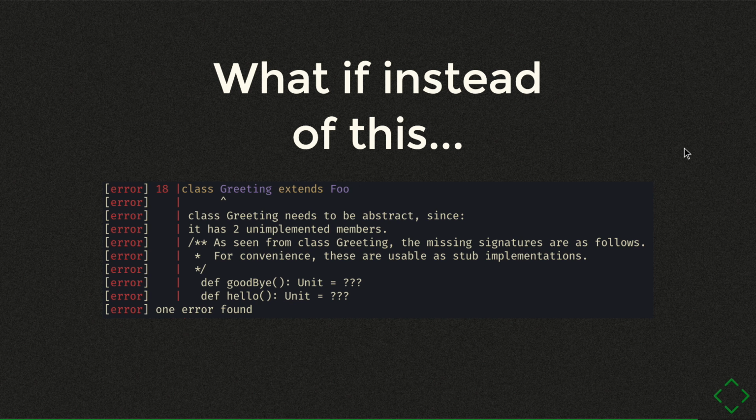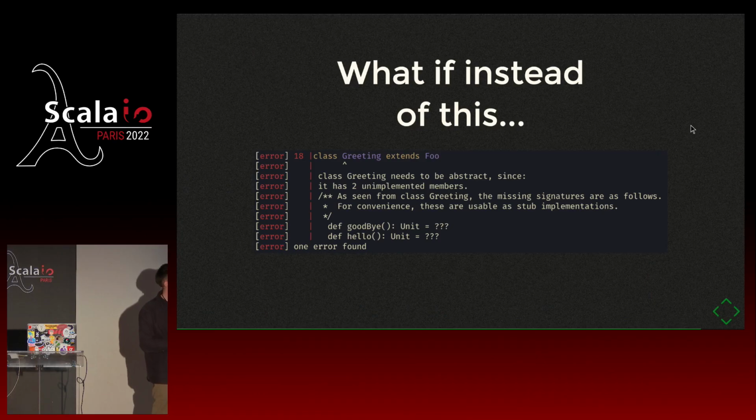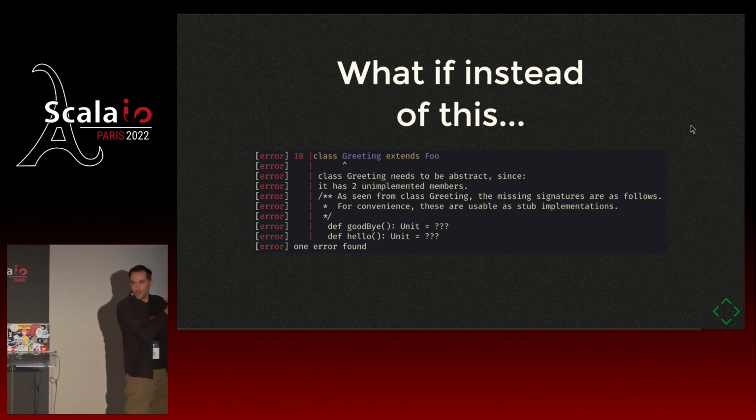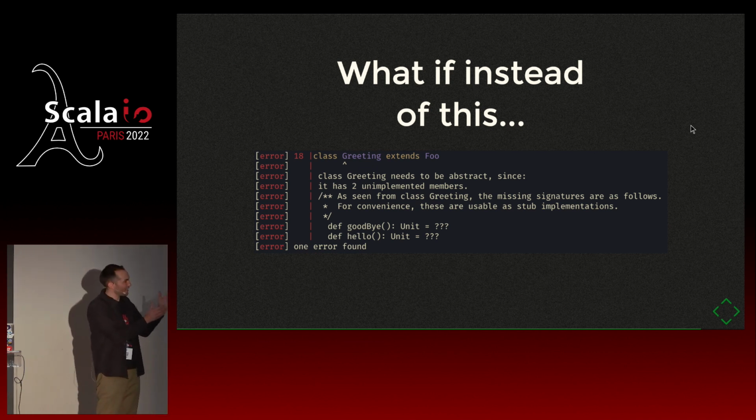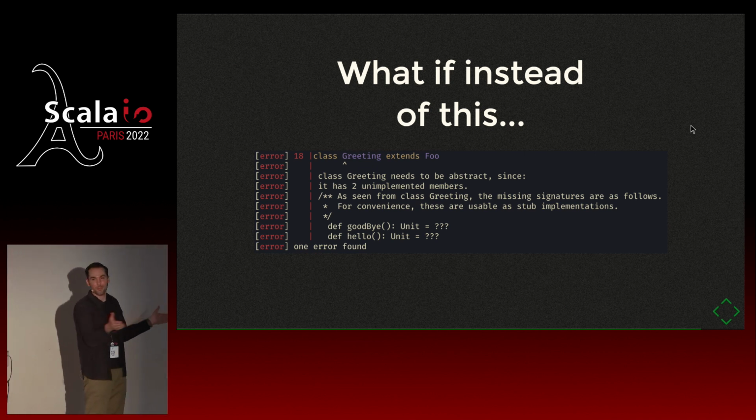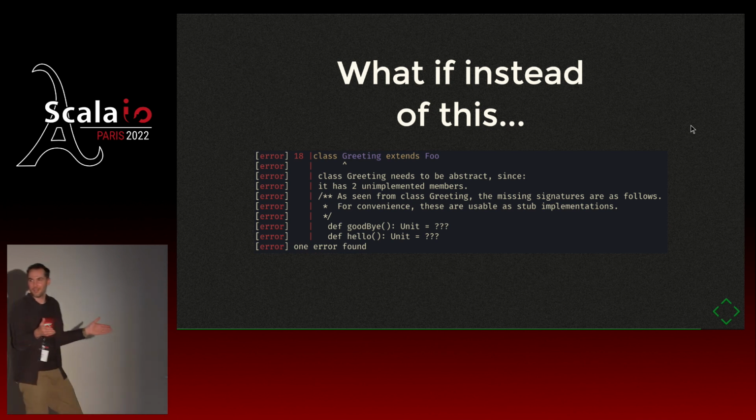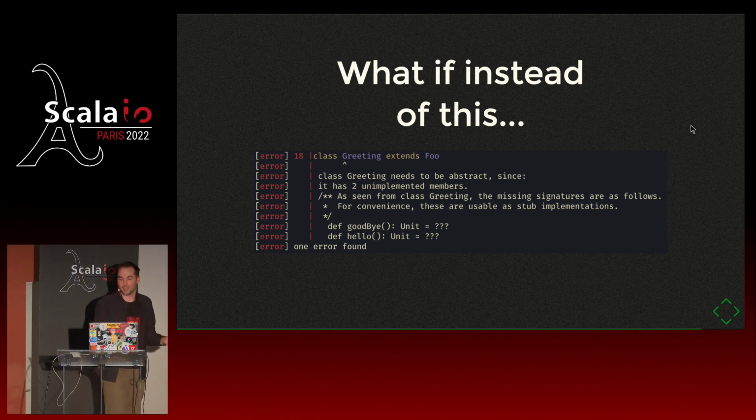So if you're following that line of thought, you may be thinking, well, what if instead of this error that we had before, where we saw that this couldn't be implemented, and the compiler knows how to help us. It knows that you just need these stub implementations to get your code to compile, but it's just in a string, so you can't do anything with it.